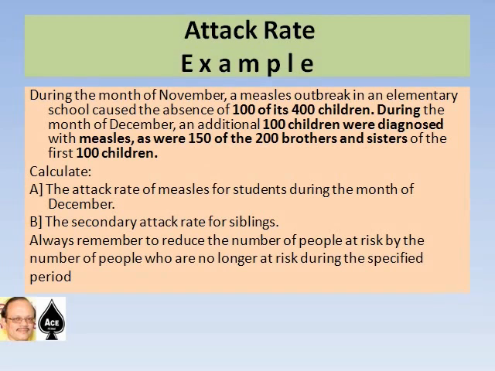Attack rate example is given below. During the month of November, a measles outbreak in an elementary school caused absence of 100 of its 400 children. During the month of December, an additional 100 children were diagnosed with measles, as were 150 of the 200 brothers and sisters of the first 100 children. Find out the attack rate of measles for students during the month of December and the secondary attack rate for the siblings. Always remember to reduce the number of people at risk by the number of people who are no longer at risk during the specified period.